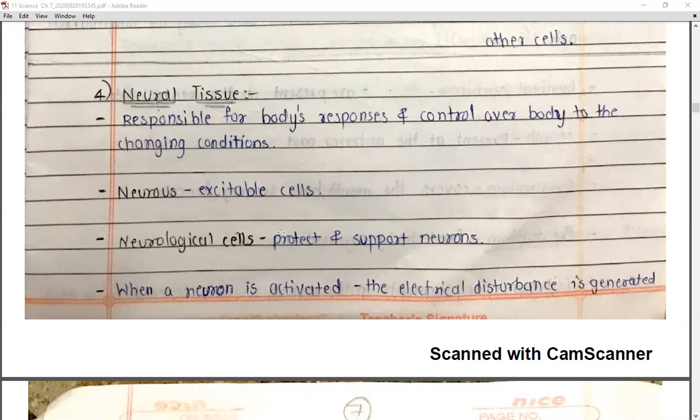So when they receive the message, they become activated, and upon activation, they have the ability to pass that particular message to the next neuron, right? For this reason, the neurons are said to be excitable cells, which are responsible for passing the messages from one place to another, or we can say from the site of the injury to the brain, and also they carry the responses from the brain to the site of injury, right?